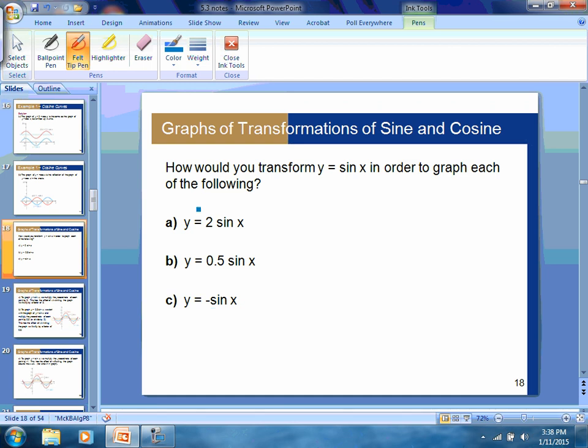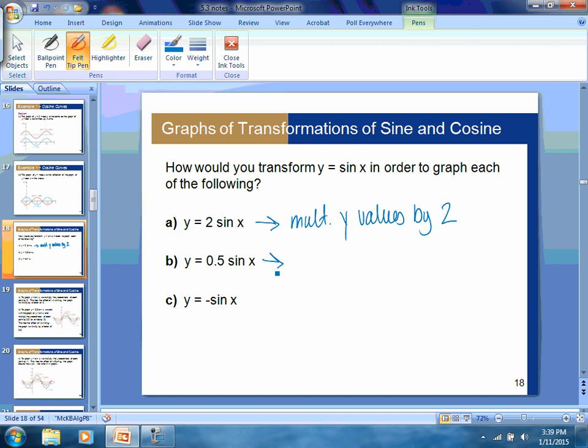Now notice in part A, we have y equals 2 times the sine of x. Since I'm multiplying by 2, that means I would have to multiply all my y values by 2 in my table of values. So I would still use 0, pi over 2, pi, 3 pi over 2, and 2 pi for my x values. But then the standard y values of 0, and then 1, and then 0, negative 1, and 0, that is what I would multiply by 2.